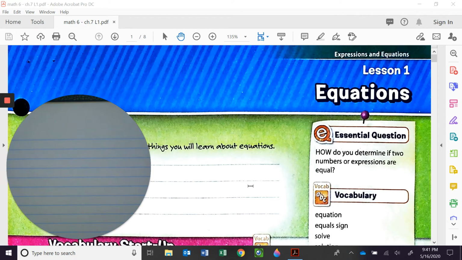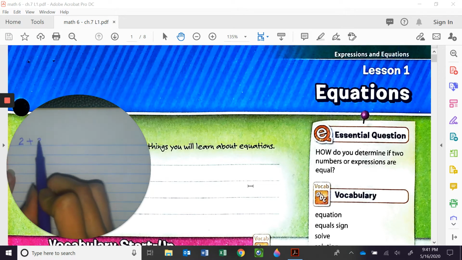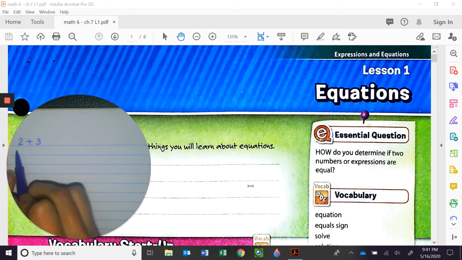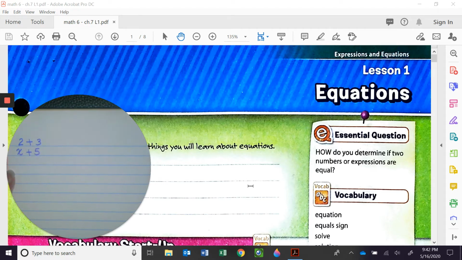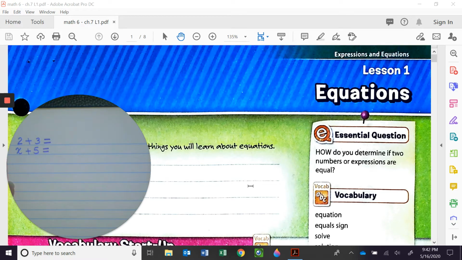All right, so lesson 1 is about equations. And so we've been learning about expressions. And so remember, an expression can be numbers with an operation, or it could be a variable with a number, as long as it's separated by an operation. So those are expressions. But then to make it an equation, we put an equal sign and then we say it's equal to something.